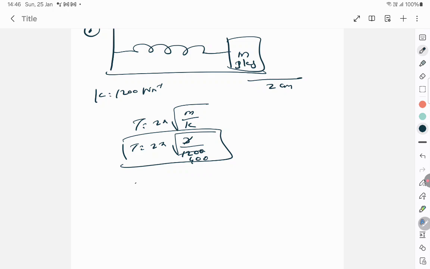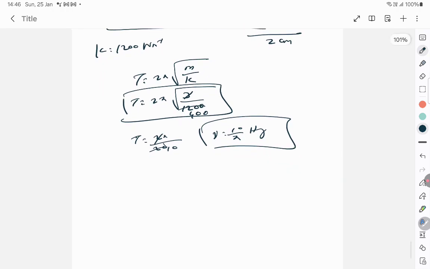So this will be T is equal to 2 pi into 1 by 20, or pi by 10. So frequency will be 10 by pi. Okay, that will be the hertz or per second answer that you can write for the frequency. First question is answered.